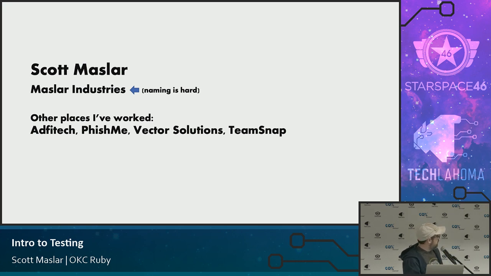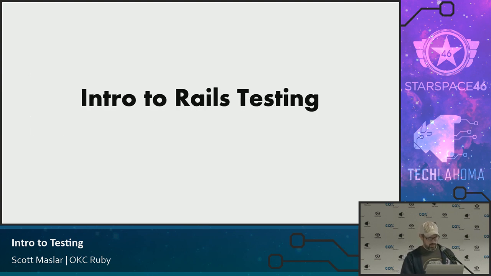Some other places I've worked, here locally up in Edmond, at Avtech was the first place I got a job. Then I went to FishMe, and then Vector Solutions, and then TeamSnap. I've been doing this like 7-8 years now, all Rails the entire time, and I absolutely love it. I'm very happy that worked out as it did.